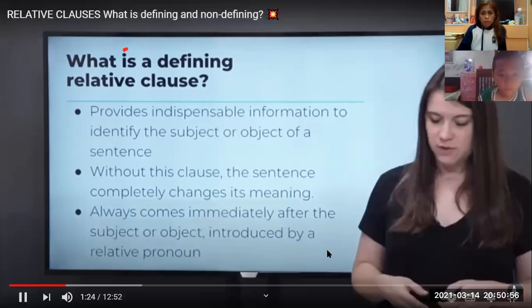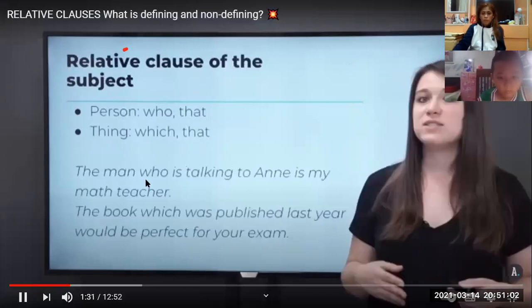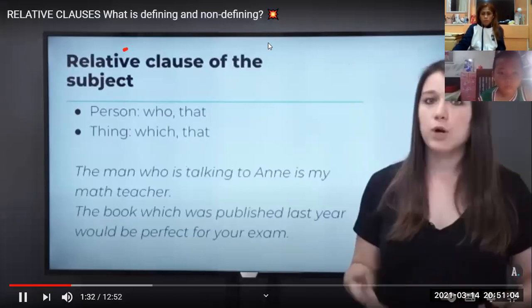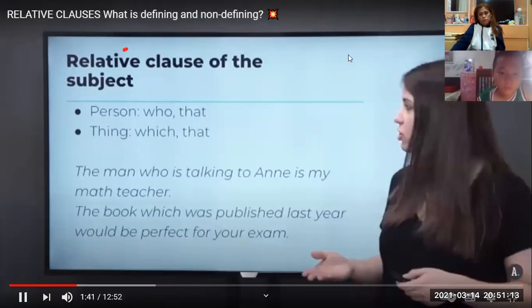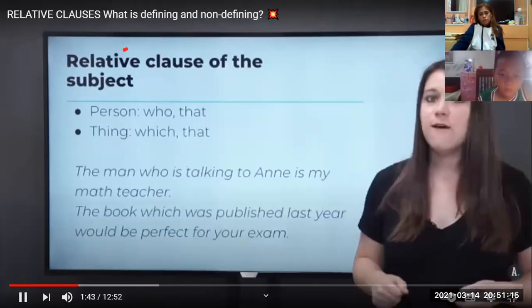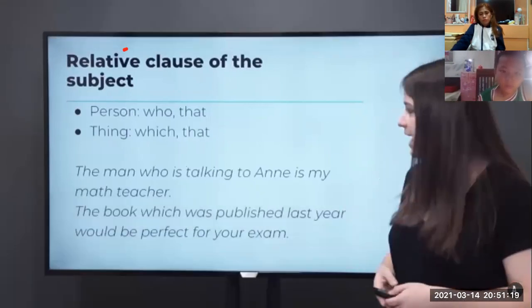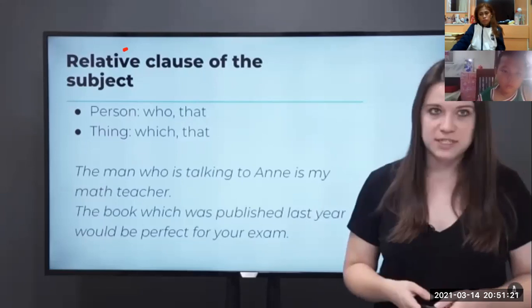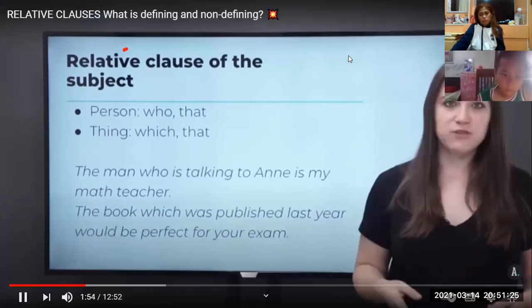All right, so let's see some examples. Let's start with the relative clause of the subject. If the subject is a person, then we use the relative pronouns who or that. If the subject is a thing, we can use which or also that. For example, the man who is talking to Anne is my math teacher. The book, which was published last year, would be perfect for your exam.